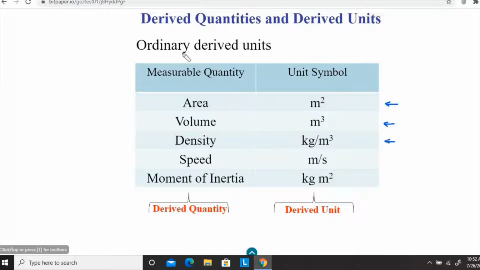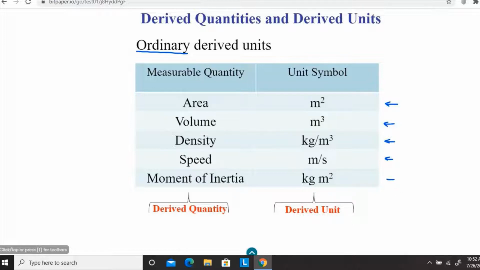So these quantities are called ordinary derived measurable quantities and their SI units. Speed is distance over time, with SI units of meters per second. Moment of inertia is mass multiplied by distance squared, with units of kilogram meters squared.